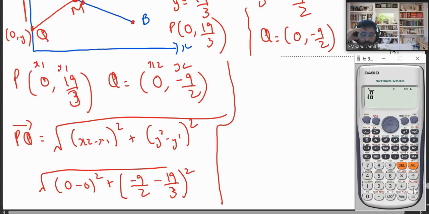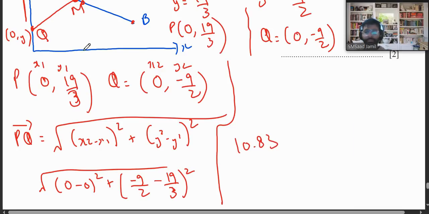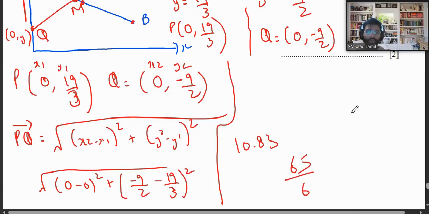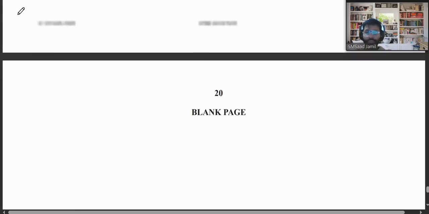So we have put it in brackets. Negative 9 upon 2 minus 19 upon 3, whole squared. So your answer is going to be 10.83, which you can also write as 65 upon 6. Do we have any other question? No, this was the last question.